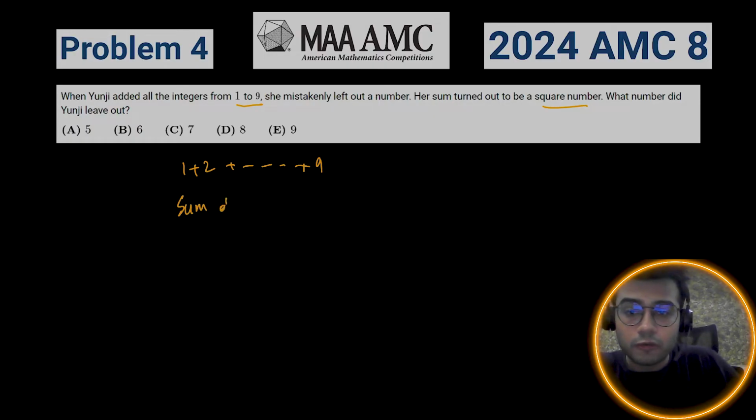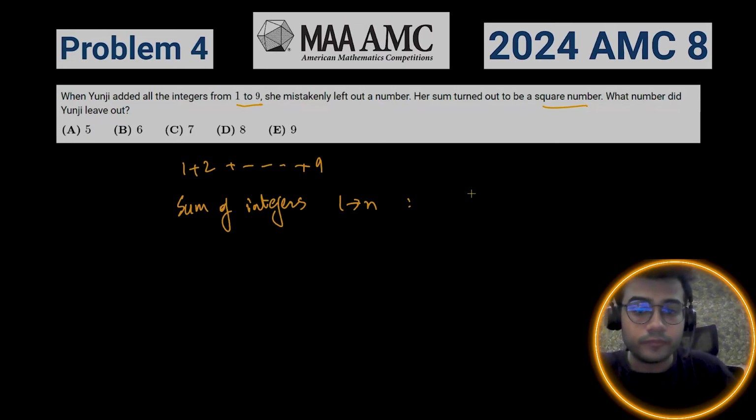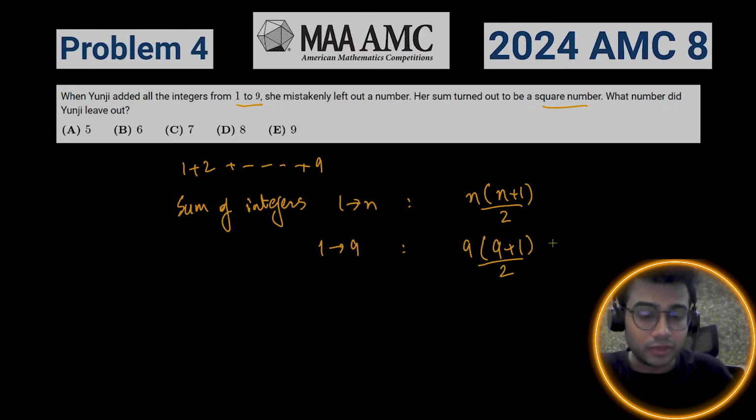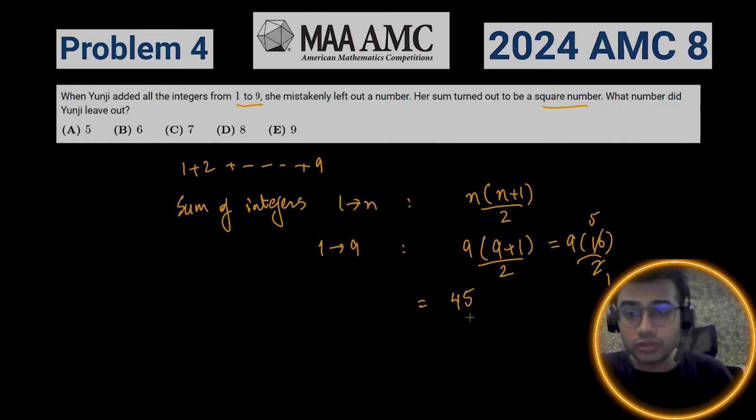So the sum of integers from 1 to any number n is given by n times n plus 1, divided by 2. This formula gives you the sum of integers from 1 to the number n. For example, in this case, we want to find the sum of integers from 1 to 9, so n is 9: 9 times 9 plus 1, divided by 2, which is 9 times 10 over 2. So we simplify that, 2 times 1, 2 times 5, that's going to be 9 times 5, which is 45. So we found the sum of all the integers from 1 to 9.